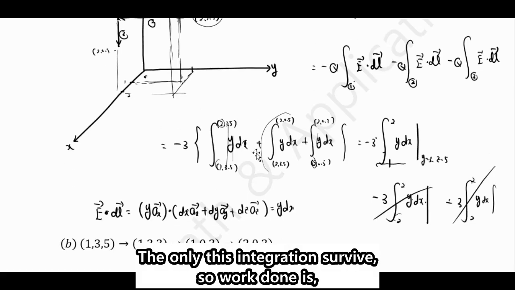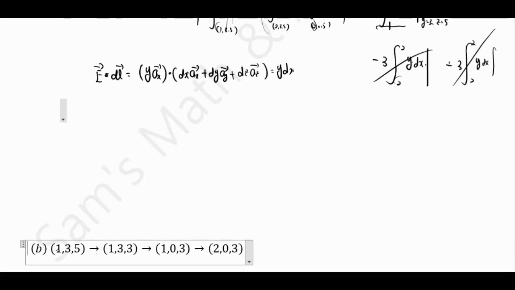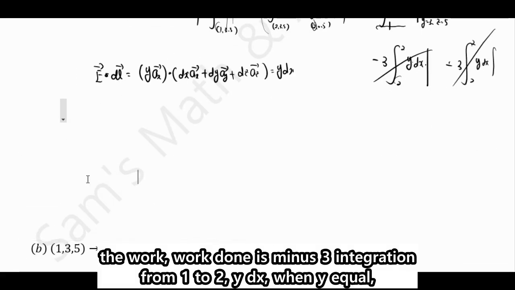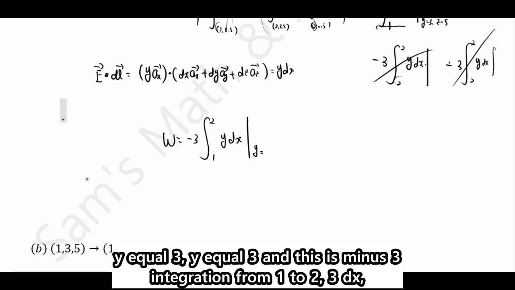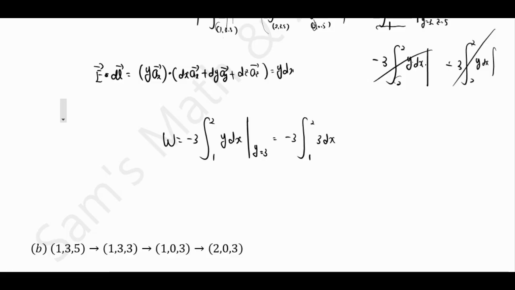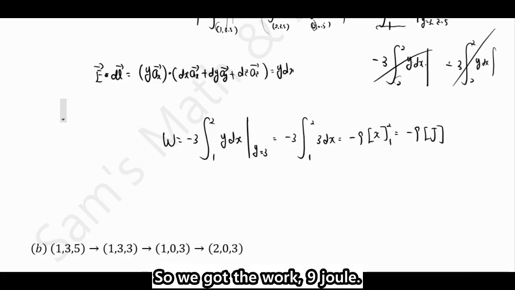So work done is minus 3 integration from 1 to 2 y dx when y equals 3, and this is minus 3 integration from 1 to 2 of 3 dx, minus 9 x from x equals 1 to 2, and this is minus 9 joule. So we got the work, minus 9 joule.